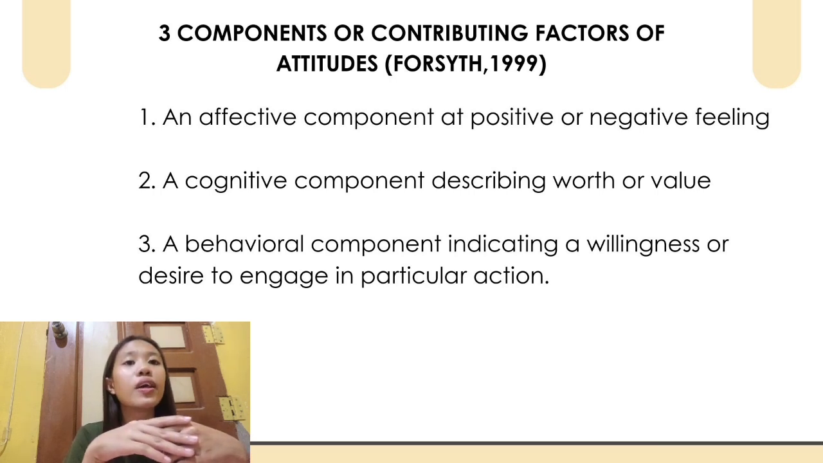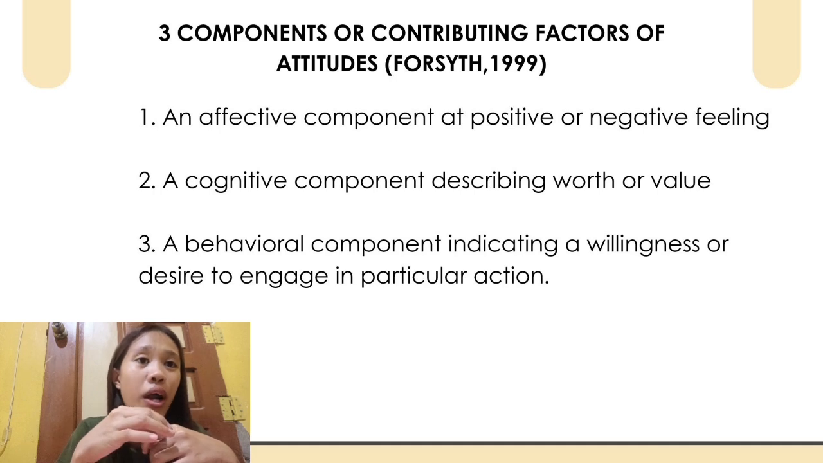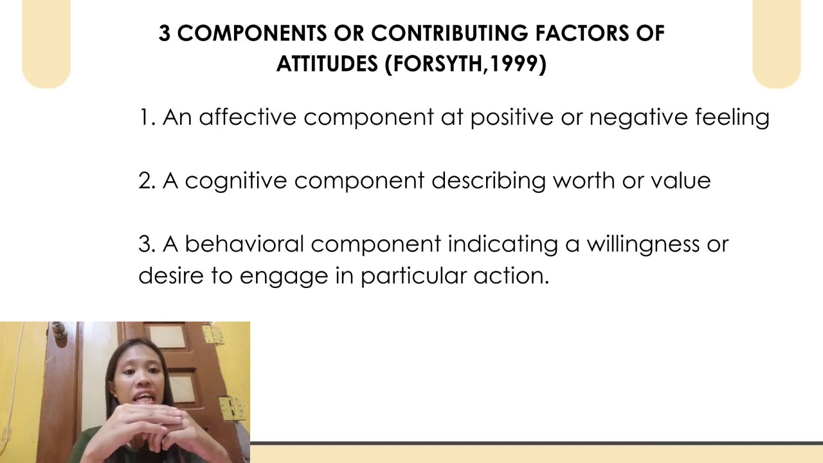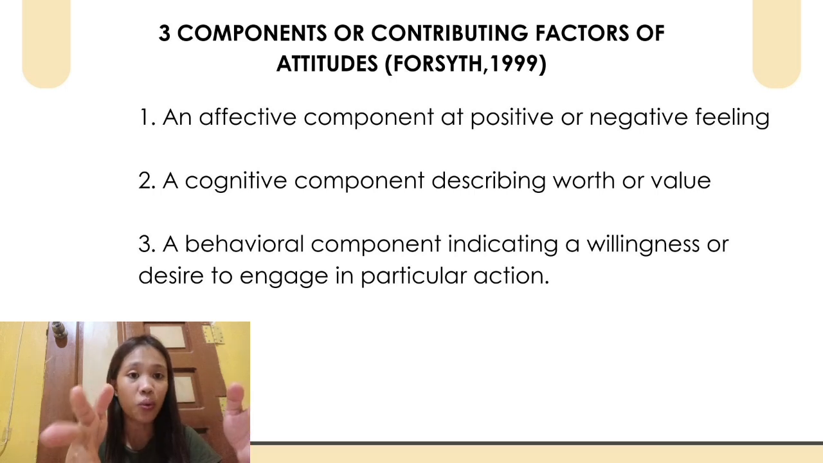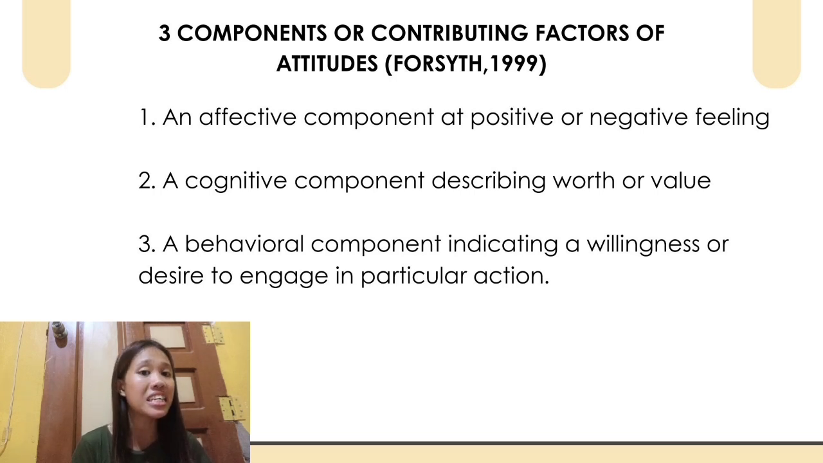Second is the cognitive component describing worth or value. So here, this is the thinking part of an attitude. It's our belief and knowledge about the object of our attitude. For example, we might believe that chocolate is delicious and good for us, even if it isn't entirely true.